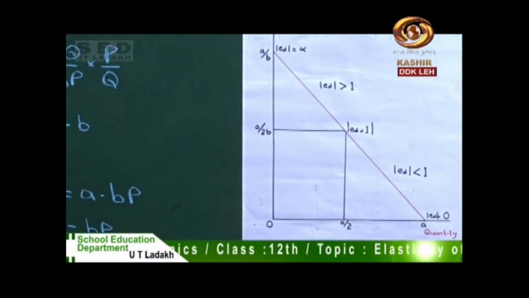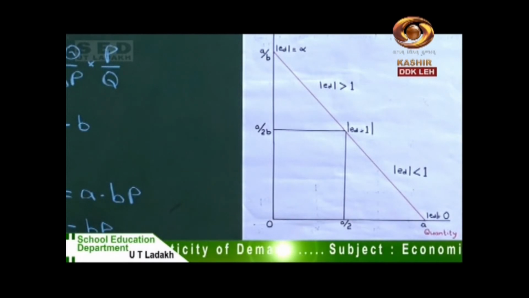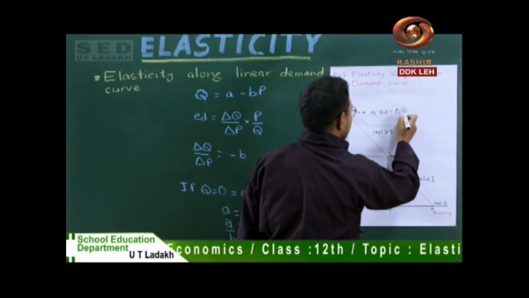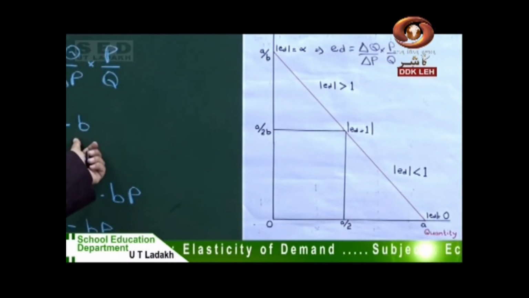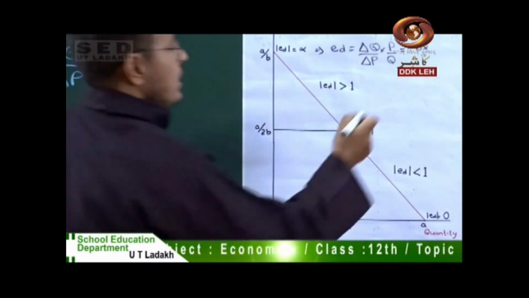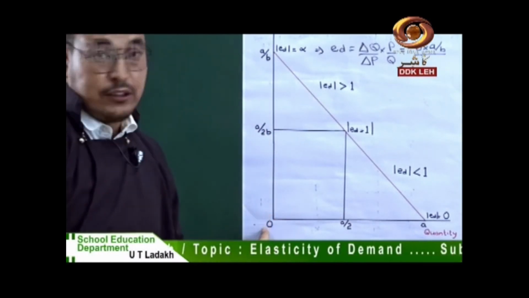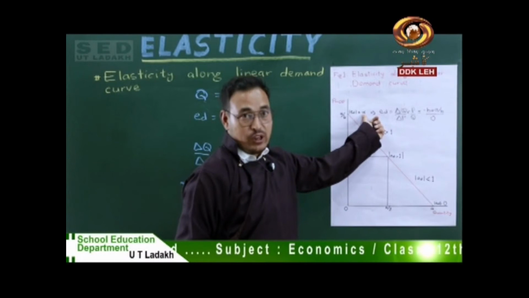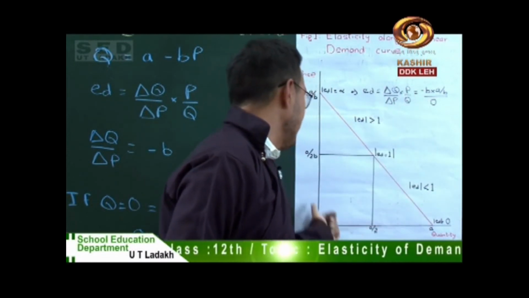Now here we are calculating elasticity at different points. First is elasticity at this point. It will be infinite. How will it be infinite? Because here I can use this. ED is simply delta Q by delta P into P by Q. Now we know that delta Q by delta P is equal to minus B. And what is the value of P? P is equal to A divided by B. And what is the value of your Q? Q is here 0. So we know that any number divided by 0 will be infinite. So that's why we have the value infinite over here. Now similarly, if we look over here, what is the value? Your P is here 0.